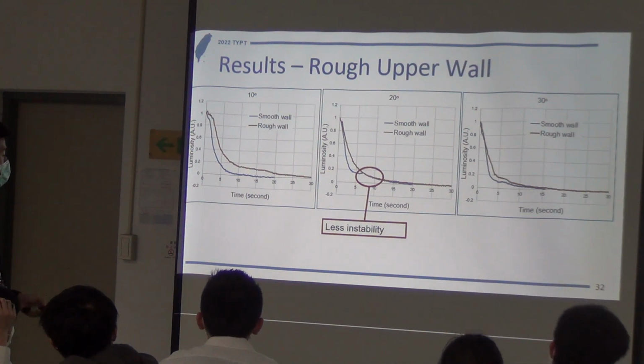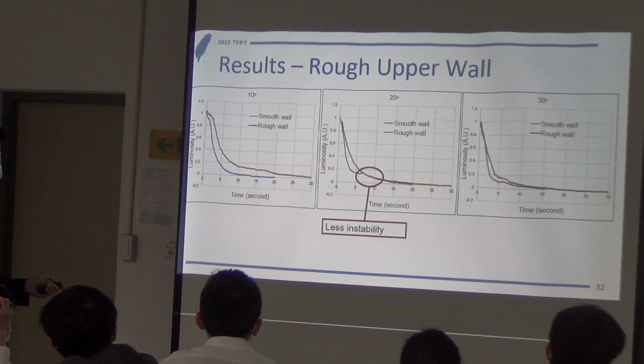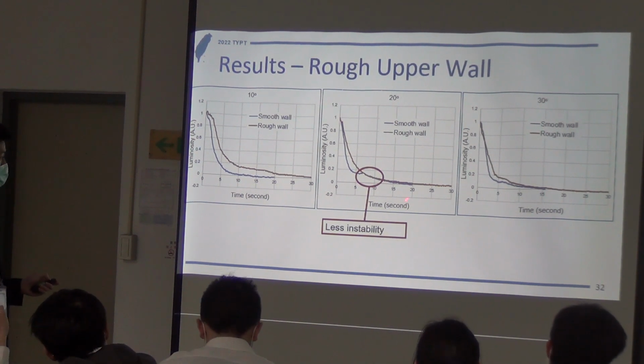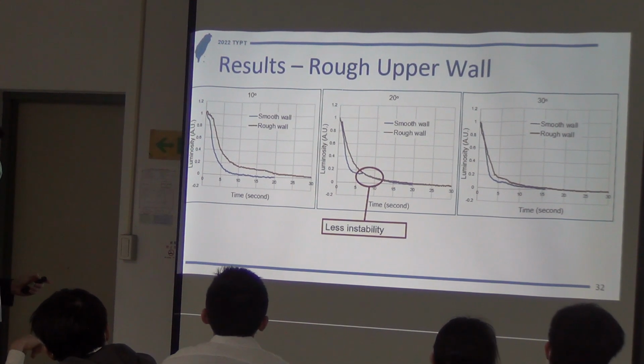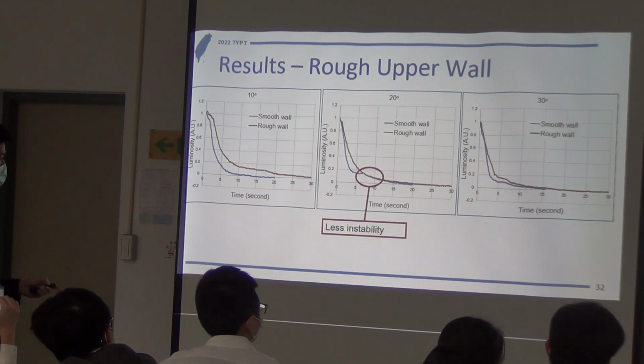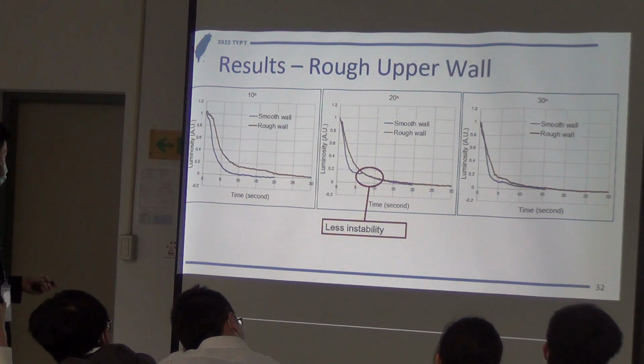This is because when we make the upper wall more rough, the velocity of the clear fluid layer is also smaller, and the drag force it produces on the suspension layer is also smaller. So this causes less instability.